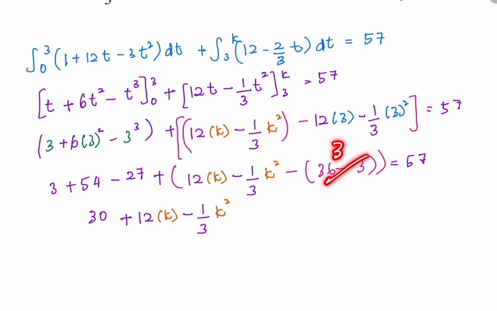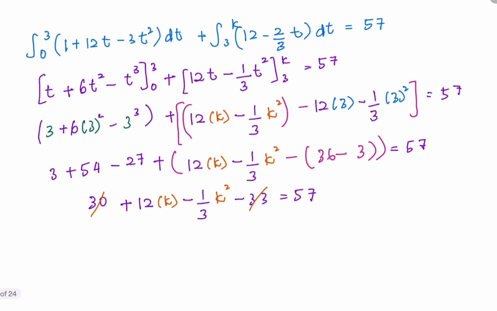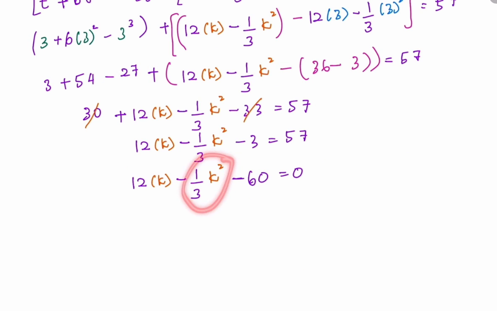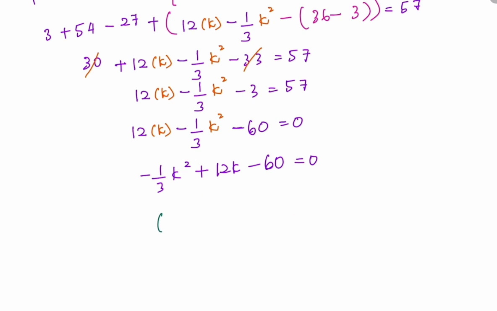This one is 33. 30 and 33 can be simplified, that is negative 3. And we bring 57 here, negative 60, equal to 0. Change this based on its power. Negative 1 over 3 k squared plus 12k minus 60 equal to 0. k minus 30 and k minus 6 equal to 0.